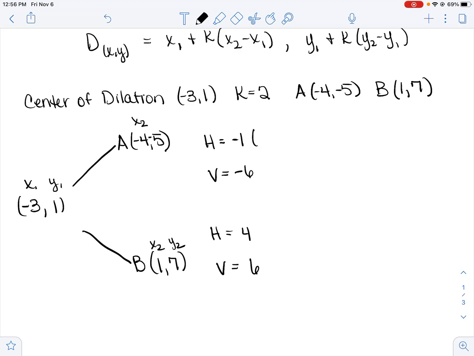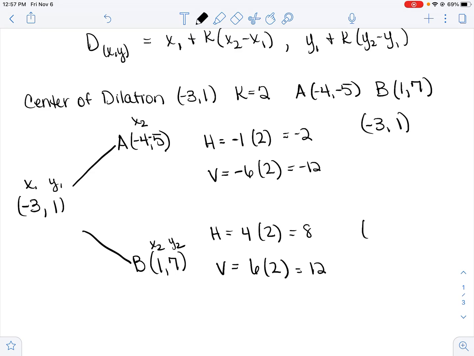We're going to multiply all that by the scale factor of 2. And I get -2, -12, 8, 12. Okay, the last step that it says up there is to add it back to our center of dilation. So -3, 1. I'm going to put it down here as well, -3, 1. I'm going to subtract 2, subtract 12, add 8, add 12. And let's see what our new points will be.